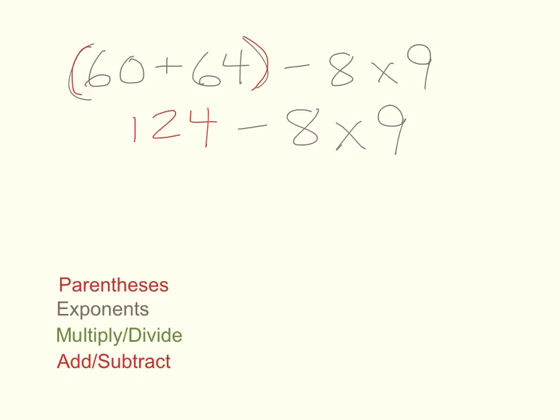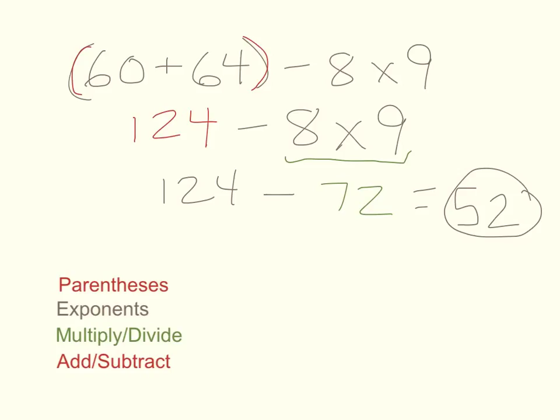Well, going down my order of operations, multiply and divide come before add and subtract, so I am going to multiply these two numbers. That gives me 72. So now I have 124 minus 72, and that final answer is 52.